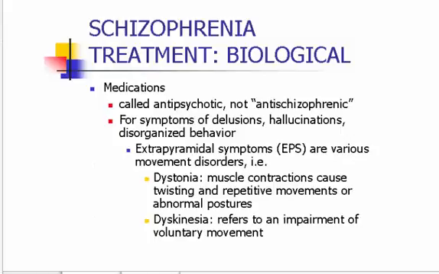Schizophrenia treatment, biological. Now, the neuroleptic medications control symptoms of schizophrenia, but you need to watch for side effects like the head turning down to one side, the tongue fixed and protruding, the extrapyramidal symptoms of dystonia, which is a neurological movement disorder in which sustained muscle contractions cause twisting and repetitive movements or abnormal postures.